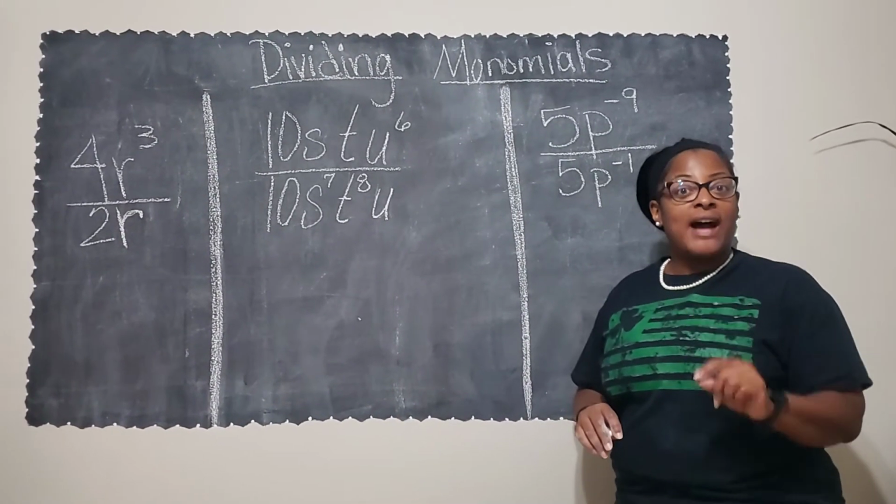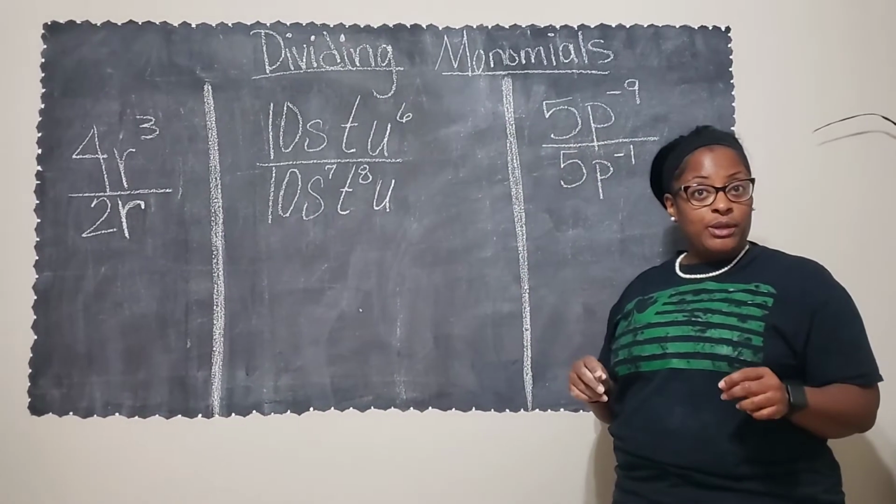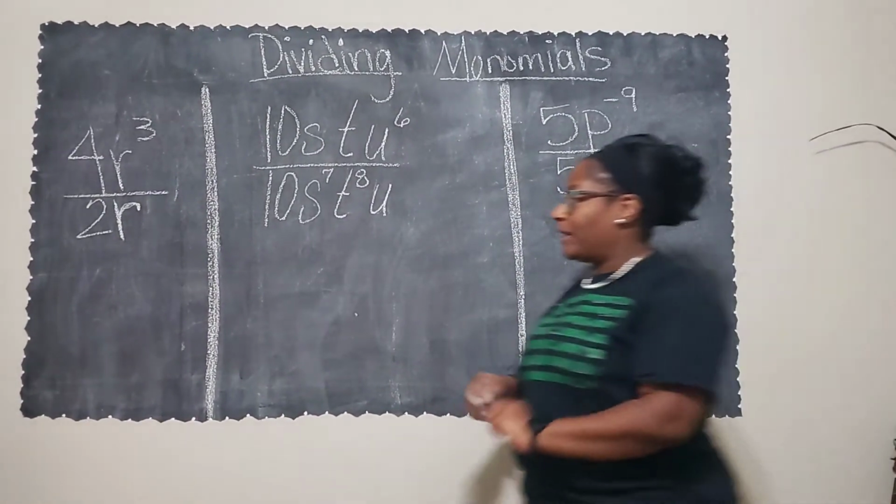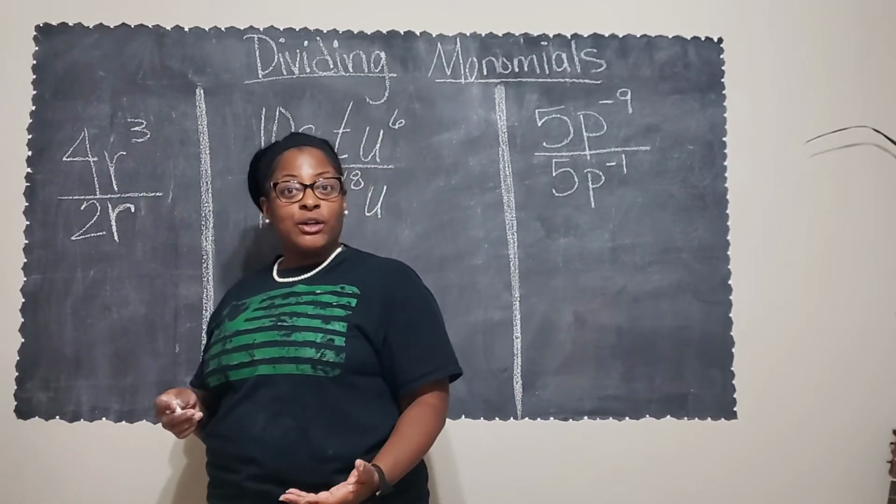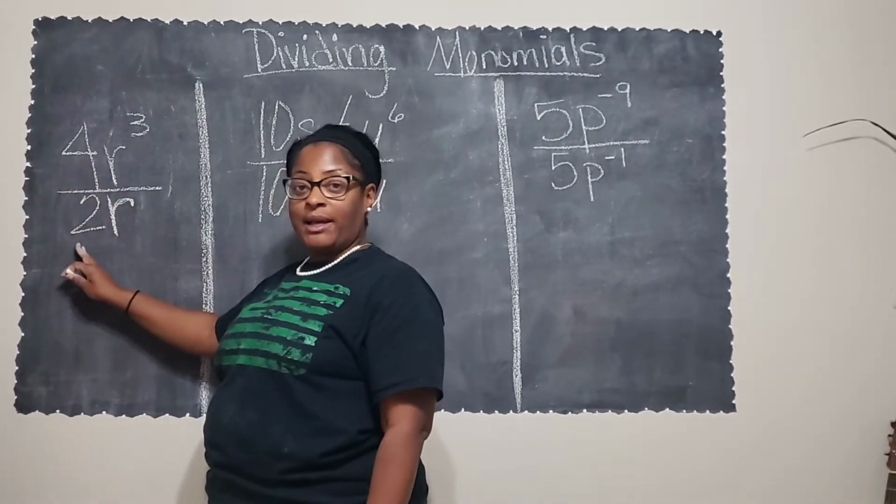Today we're going to be dividing monomials. A monomial is an expression with one term. The first thing we're going to do is divide the coefficients. 4 divided by 2 is 2.